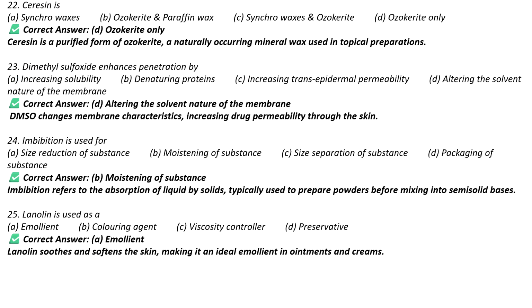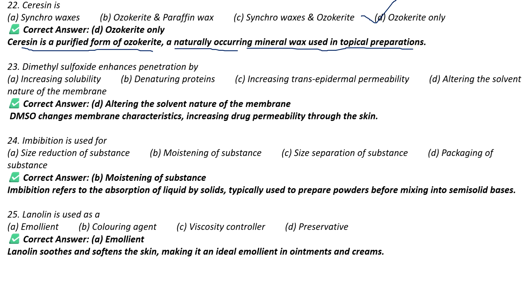So moving on to the next question. Kerosene is, and the options are synchrovaxis, ozycorite and paraffin wax, synchrovaxis and ozycorite, or ozycorite only. So kerosene is a purified form of ozycorite, which is a naturally occurring mineral wax that is used in topical preparations. So we can say kerosene is option D, that is ozycorite only. Moving on to the next question.